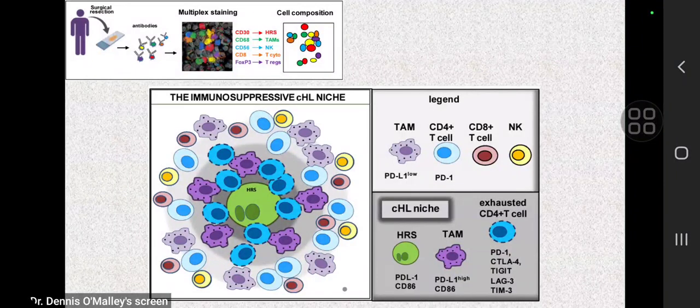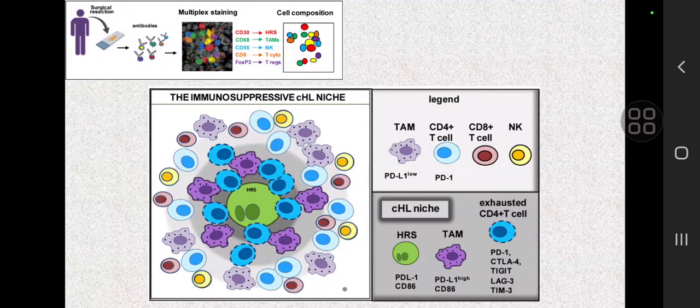What we're seeing here is that we're surrounding the Hodgkin cells by exhausted CD4 positive T cells, right? PD-1 positive T cells. We're getting those tumor-associated macrophages, right? They're PD-L1 positive. And then what we're seeing is that the CD8 positive T cells, those are the guys that are cytotoxic and might do some damage, they're being excluded. They're being kept out of the process. Same with the NK cells. We want them out because if they're out, then they're not suppressing the tumor.